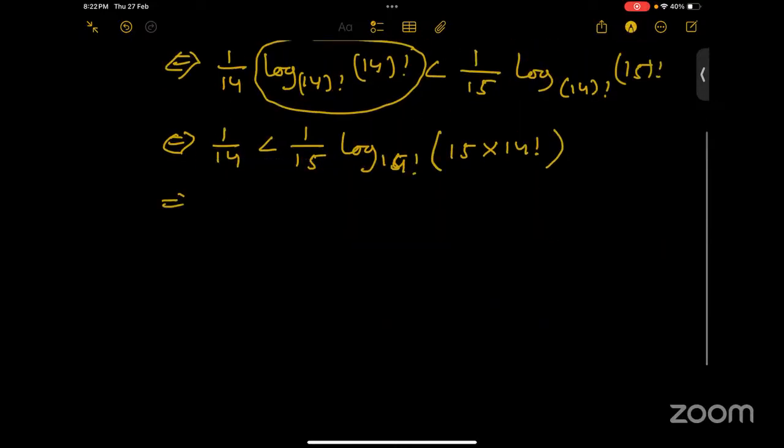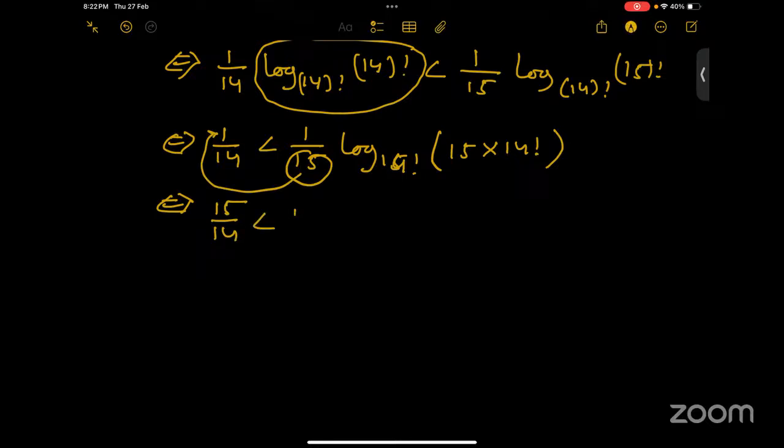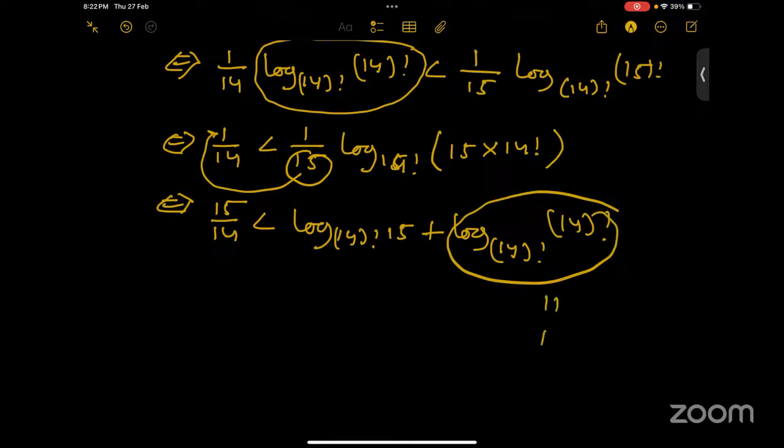Then we can take this 15 here, so we will get 15 over 14 is less than log, then apply the multiplication rule. So log 15 plus log 14 factorial. Again this term will be equals to 1, right? Then 15 by 14, this 1 we can take here, minus 1. This will be less than log 14 factorial 15, right?